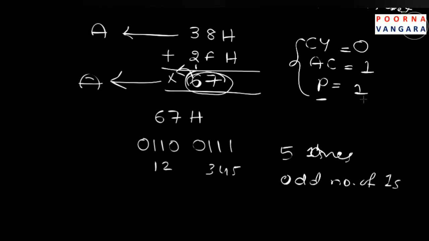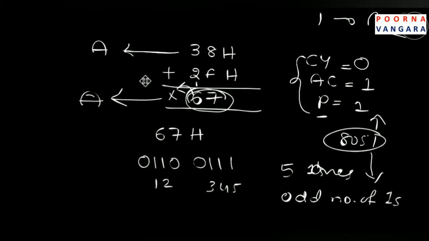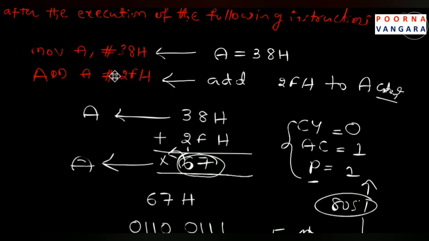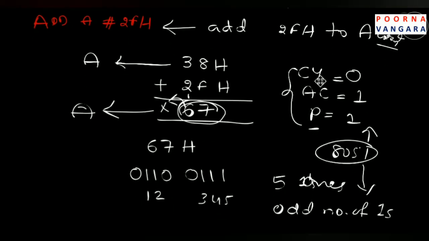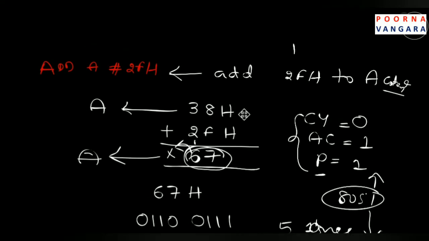This is quite opposite in 8086. In 8086, if you have an odd number of ones, the parity flag will be 0. But in 8051, when you have an odd number of ones, the parity is 1. So after the execution of these two instructions, the status of flags are like this. Carry flag will become 0, auxiliary carry will become 1, parity flag will become 1.